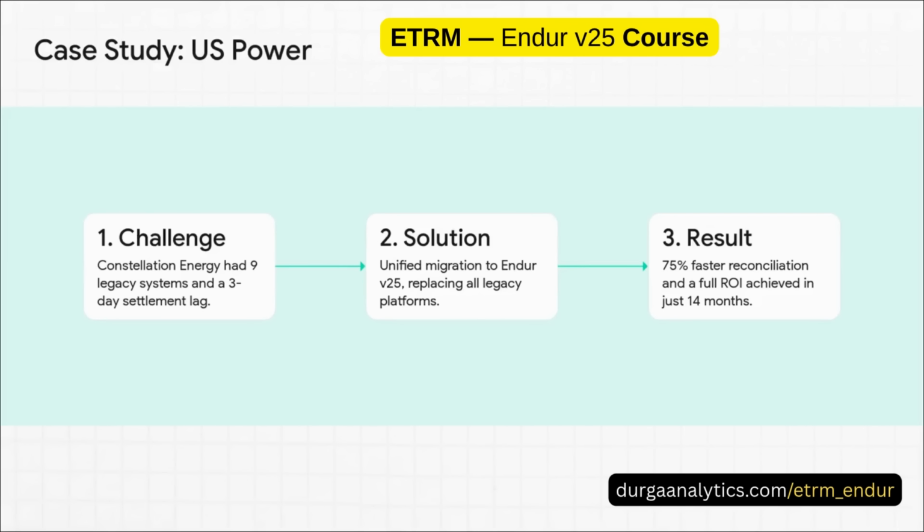This first case study is a perfect demonstration of the power of consolidation. Constellation had nine separate systems. They replaced all that complexity and cost with a single, efficient core. And the results, they speak for themselves. A full return on investment in just 14 months. That's incredible.